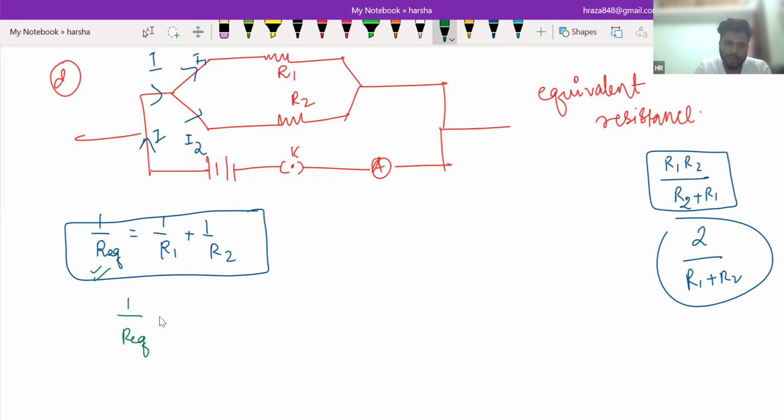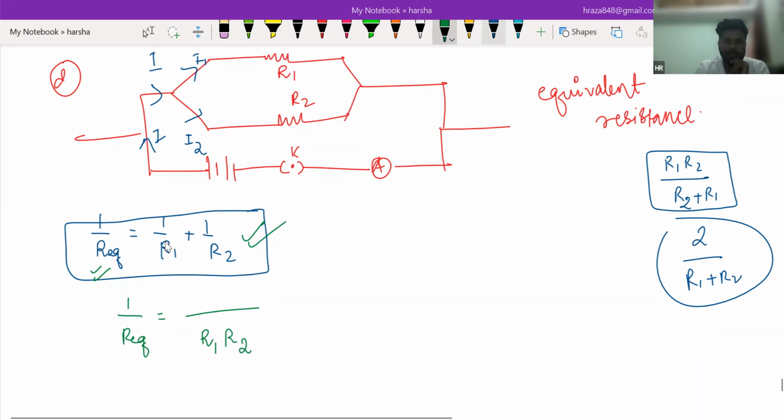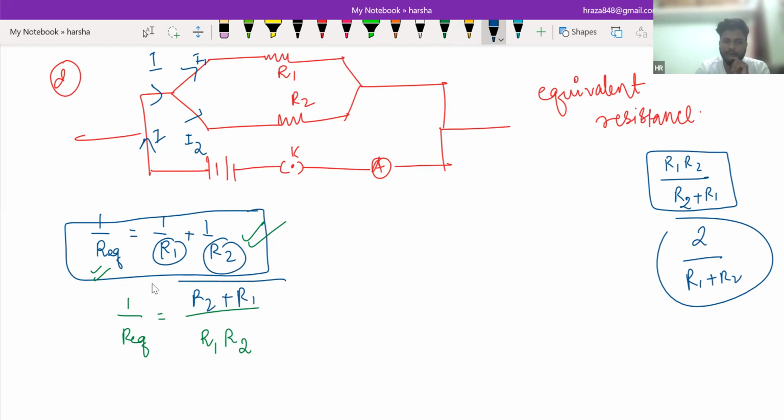1 upon R equivalent will be equal to, we are going to take the LCM from here. You can see R1 and R2 are different. That's why the LCM will be R1 R2. Yes or no? Yes, sir. Now see, you can easily see R1 R2 is the LCM, and since R1 is here, so R2 will be here, and R2 is here, so in this plus R1 will be here. Yes or no? Yes, sir.